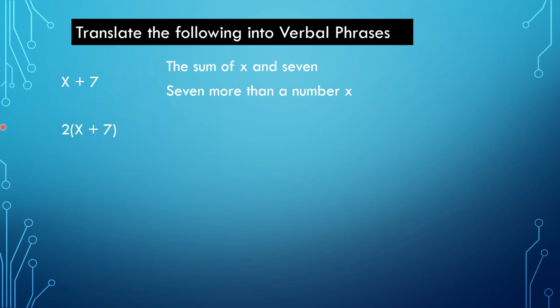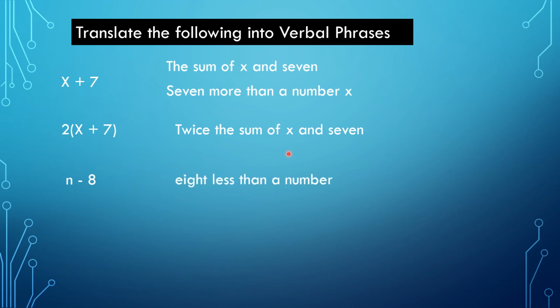Okay, next. Take note of this. We have here inside the parenthesis, which is the sum of x and 7, and then multiplied by 2. So twice the sum of x and 7. N minus 8. Okay, you can write this as 8 less than a number. Take note, this word less than, it means yung unang binanggit dito, dapat siya ay nasa dito.